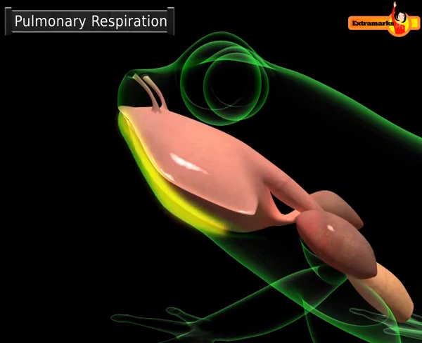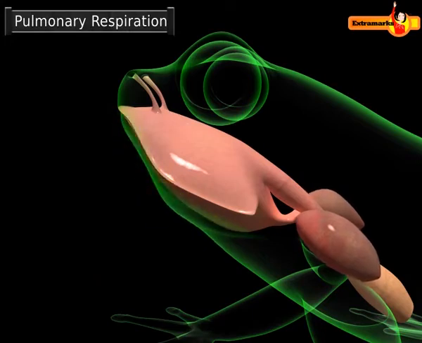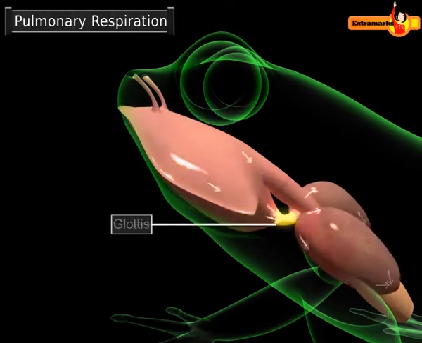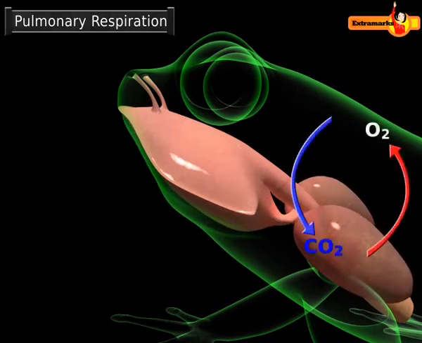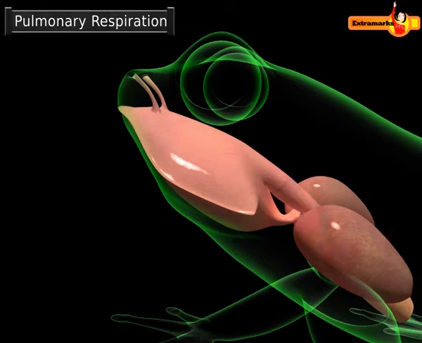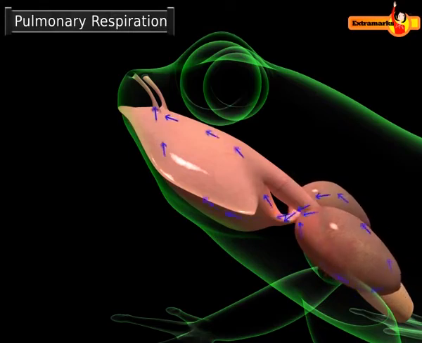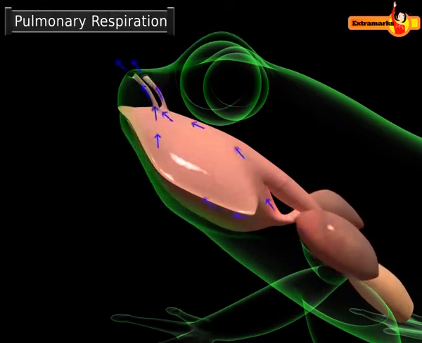It then closes its mouth and nostrils and raises the floor of its mouth to make its mouth cavity very small. This causes an increase in pressure in the mouth cavity. The air moves from mouth through the glottis into the frog's lungs, which are at lower pressure. Exchange of gases occurs in the lungs. During breathing out, the contraction of the muscles of lungs push the air out of the lungs.